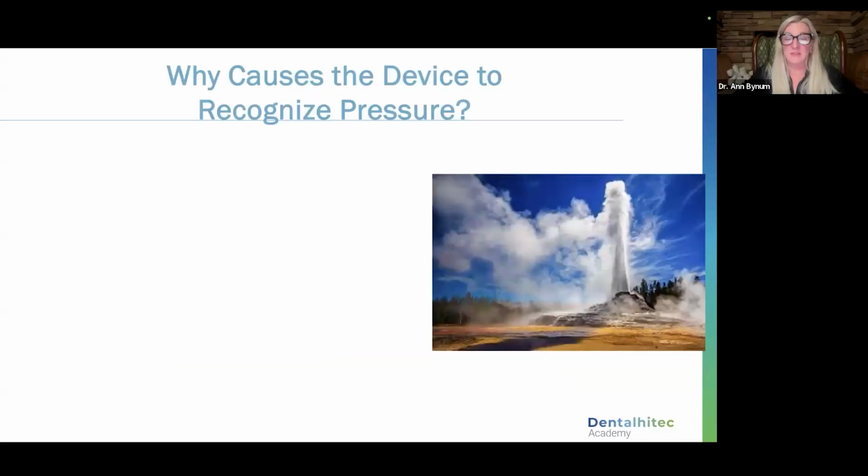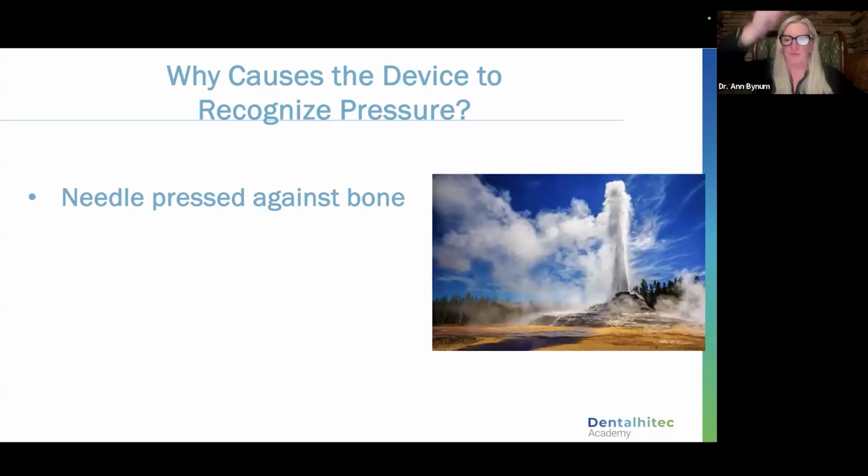So what causes the device to recognize this type of pressure? The needle is pressed up too much against the bone, right? Think about a straw in a McDonald's cup. If you have it shoved all the way in and sitting flat against the bottom of the cup and you try to suck out of it, nothing's coming out of it. There's no space between the bottom of the cup and the straw. That can happen in the bone too, right?